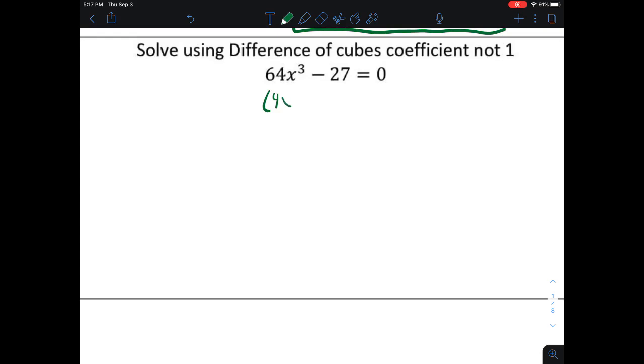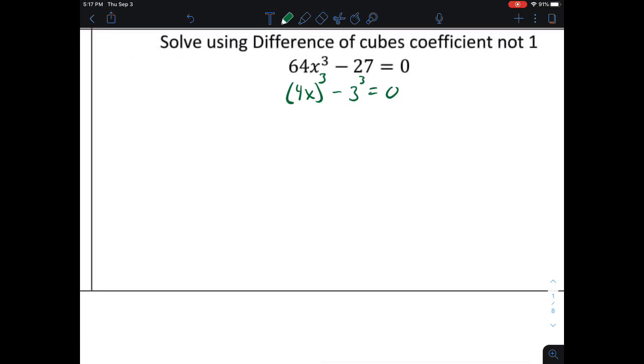64 is 4 being raised to the third power, so I really have 4x to the third. 27 is 3 to the third. And now I can go through the process of factoring. And so this would make 4x minus 3 times first term squared, 16x squared. Change the sign. First times last. Square the last term. And then we would solve.